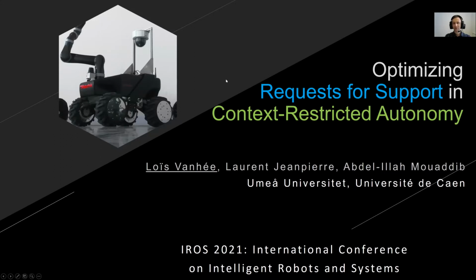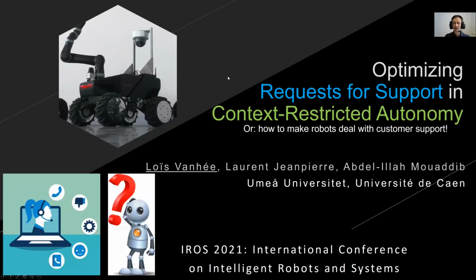Hello, everybody. My name is Loïs Vanhee, and I'm going to present our research on optimizing requests for support in context-restricted autonomy, or a more informal title, How to Make Robots Deal with Customer Support. It's research that we've been conducting with Laurent Jeanpierre and Abdel-Illah Mouaddib, both at the University of Umeå and at the University of Caen.